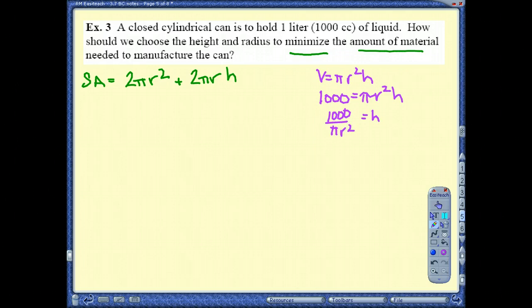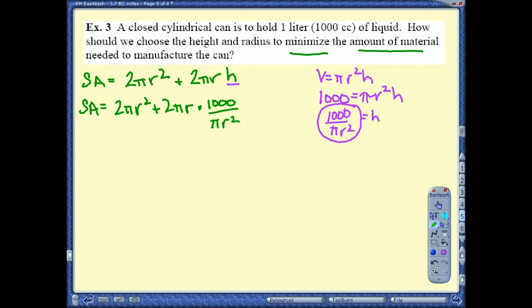Okay. So all of this is going in right here for my h. And I want to do that before I take the limit. I also want to simplify that before I take my limits. So 2 pi r squared plus 2 pi r times 1,000 divided by pi r squared. Simplify, please. Make your life easier. Don't mess with this little nasty thing.